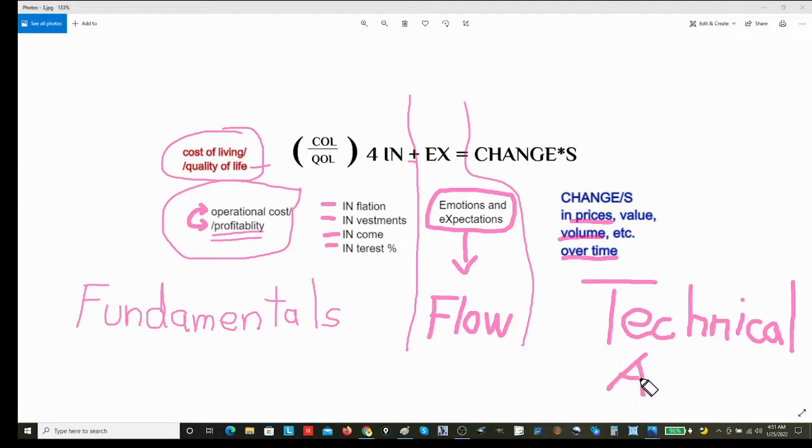Okay, let me just... let me not add the other letter, okay?